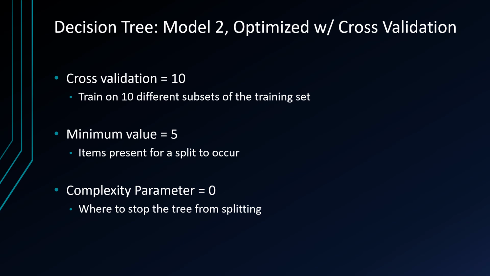Complexity parameter, which represents the ideal place to stop splitting the tree, was set to 0. Unfortunately, there was no significant change to accuracy, precision, recall, and F1 score. These measures are identical to the previous model, which means that this model is likely as accurate as it's going to be. But the tree is much larger than before, so it needed to be pruned.